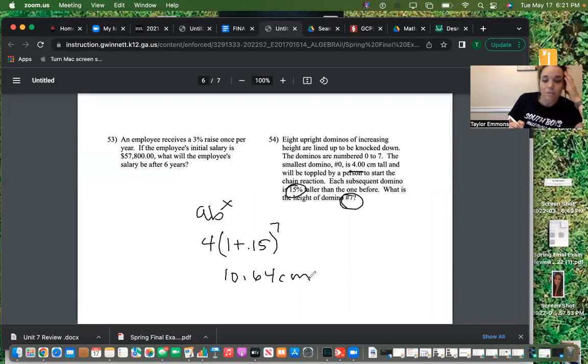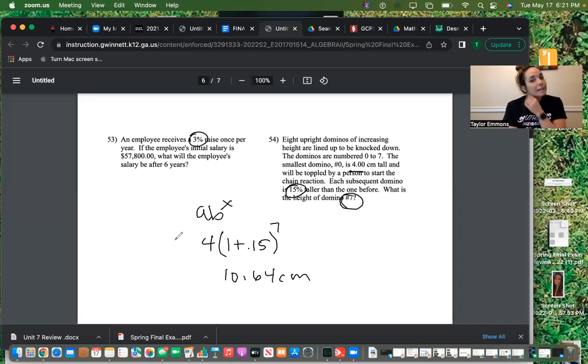10.64 centimeters. Again, if you ever see something like percent, that's going to be an exponential, because that's the only thing that you really see with compound interest and that kind of stuff.